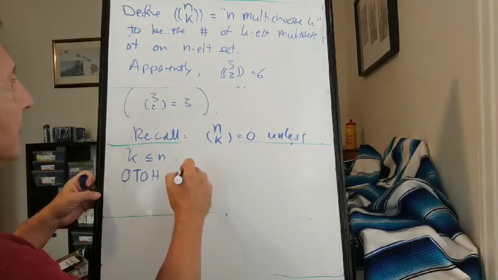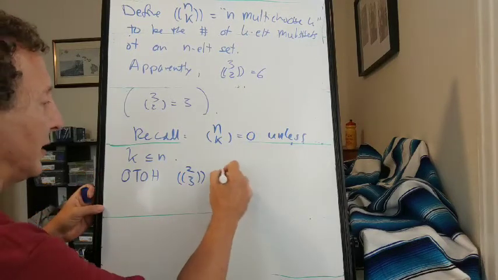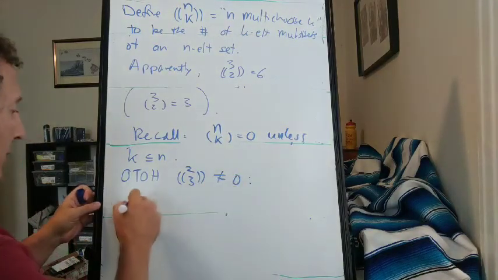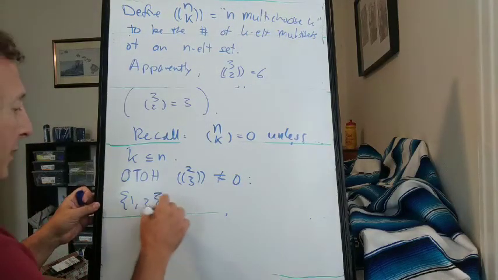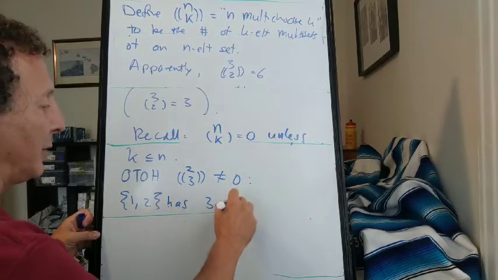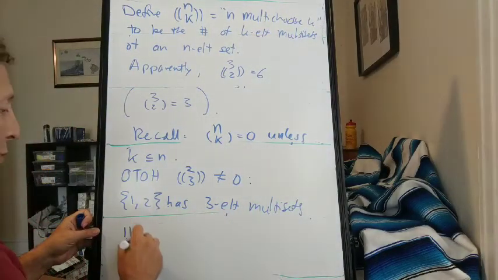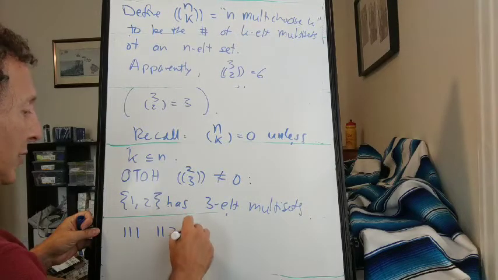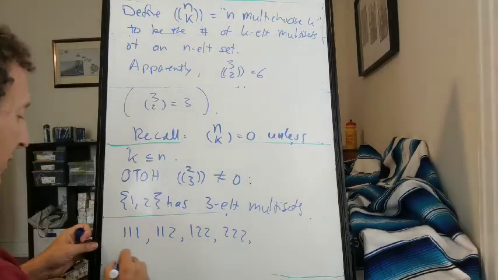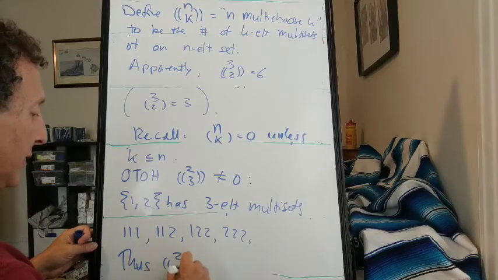On the other hand, 2 multi-choose 3 is not equal to 0, because we could take a 2-element set, 1, 2, and the 3-element multisets are 1,1,1; 1,1,2; 1,2,2; and 2,2,2. So apparently 2 multi-choose 3 is 4.